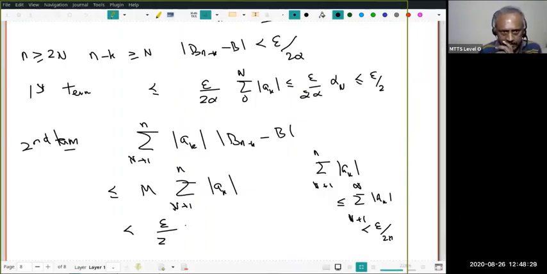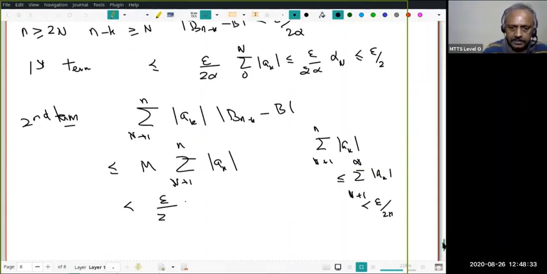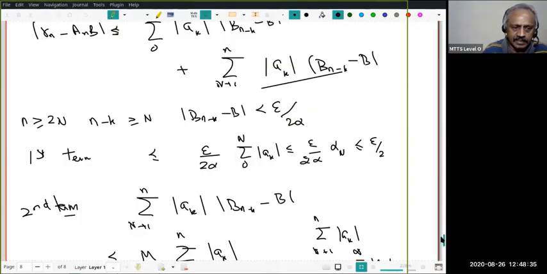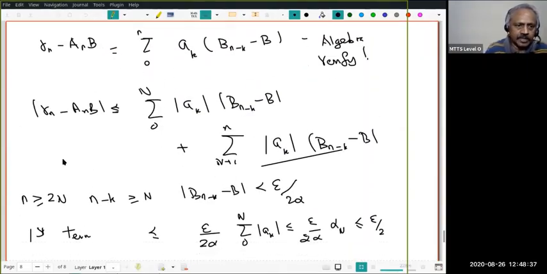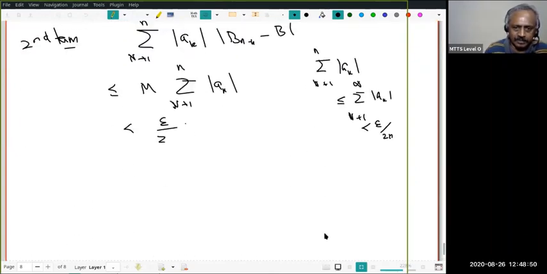Is that clear? So, I have proved the result. Okay. So, for all n greater than or equal to 2N, I have proved mod gamma n minus ab is less than epsilon, and hence gamma n converges to ab. Proof is over. Okay, please go through that, refer to my book, to see how to write it carefully.